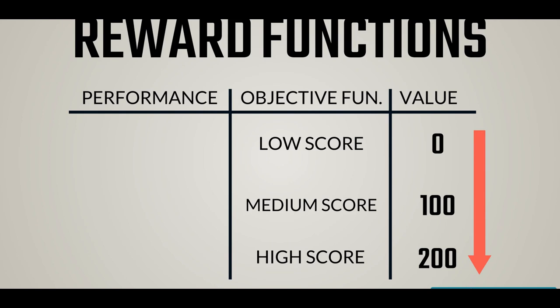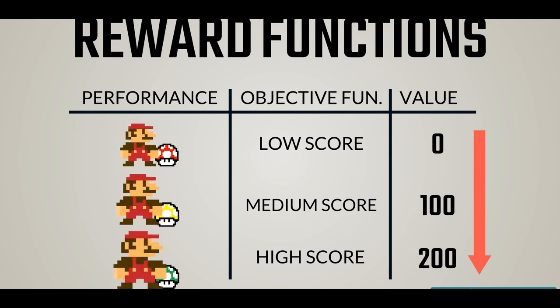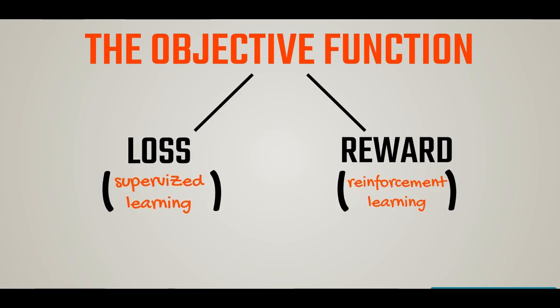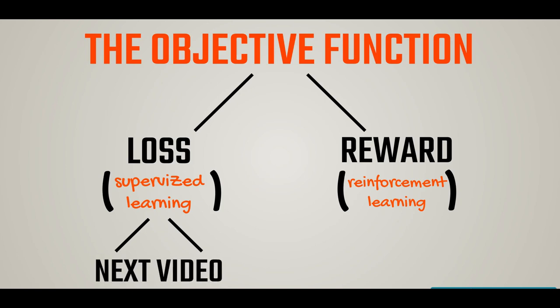Remember the algorithm we mentioned earlier? The one playing Super Mario? The score obtained by the algorithm while playing the game is the reward function. Maximizing the final score would mean maximizing the reward function. Alright, when dealing with supervised learning, we normally encounter loss functions. Therefore, in this course, we'll deal mostly with them. In our next video, we will explore the two most common loss functions.